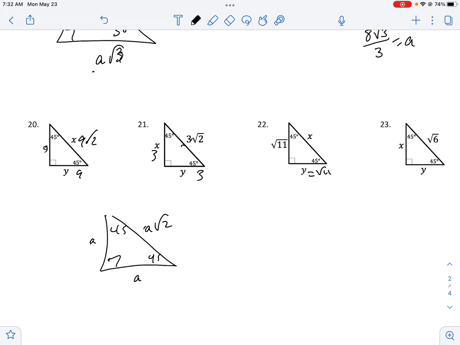Here it's square root of 11, so this is square root of 11, and this is square root of 11 times square root of 2. Then this one is A square root of 2 equals square root of 6, so we have to actually solve on this one. So A equals square root of 3, so square root of 3, square root of 3.